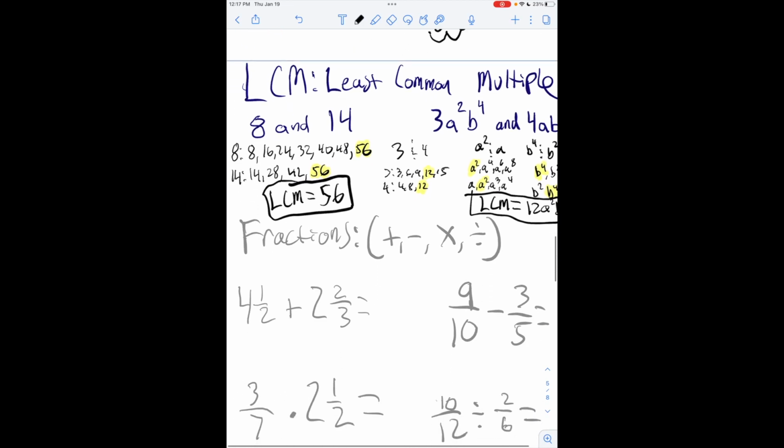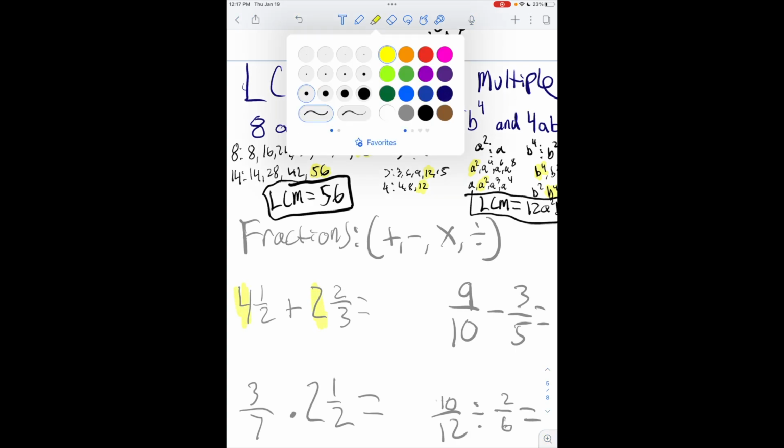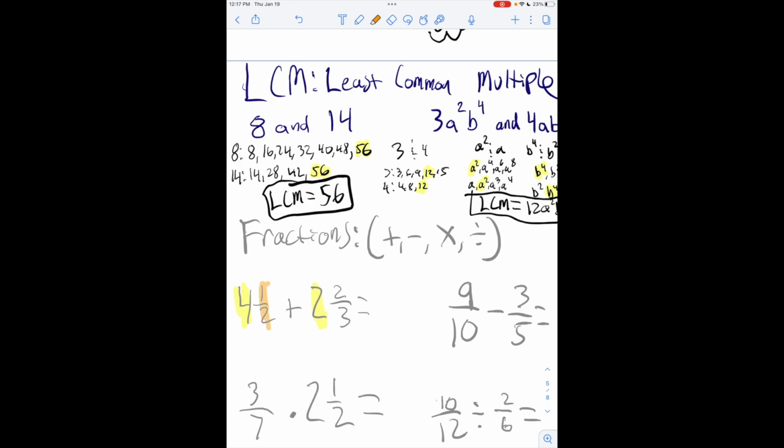Fractions. Adding fractions, the key is you have to have a common denominator. So I'm going to focus on my whole numbers, and then I'm going to focus on my fractions. The whole numbers you've been doing for a long time: 4 plus 2. I know my answer potentially could have a 6.